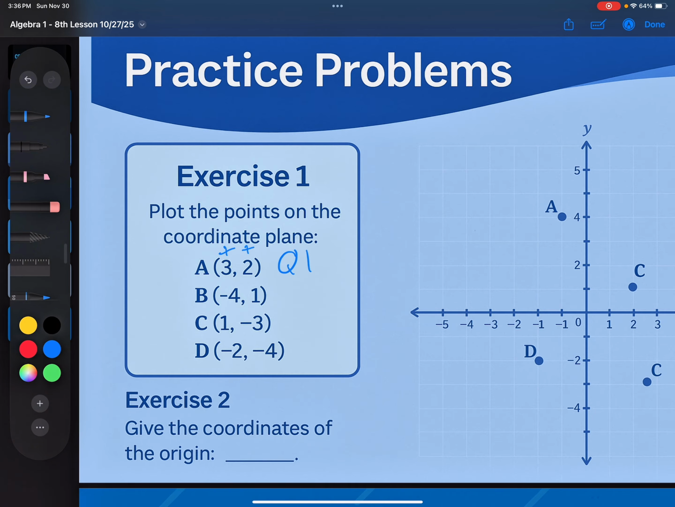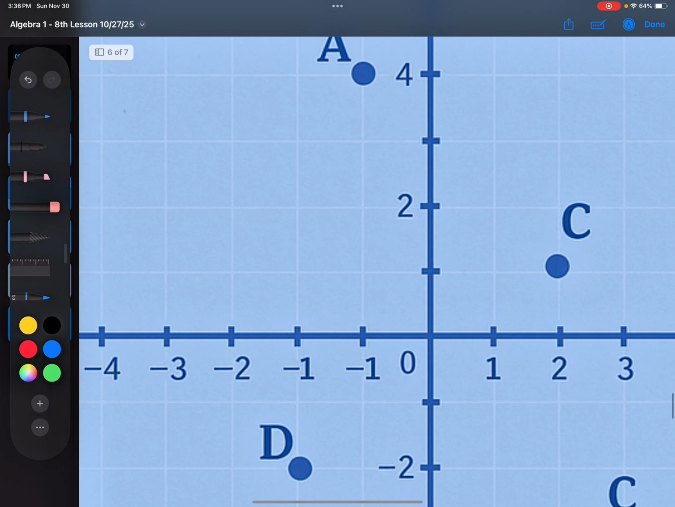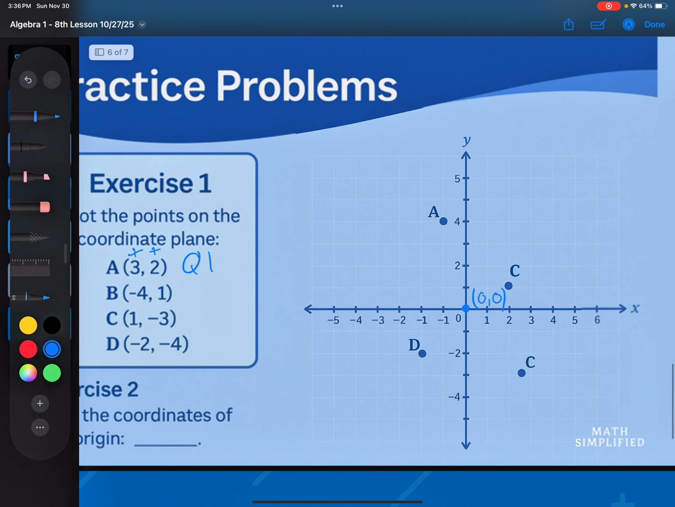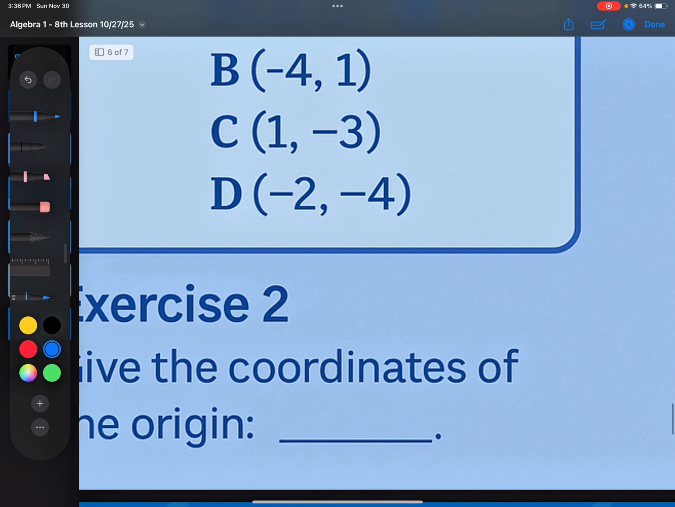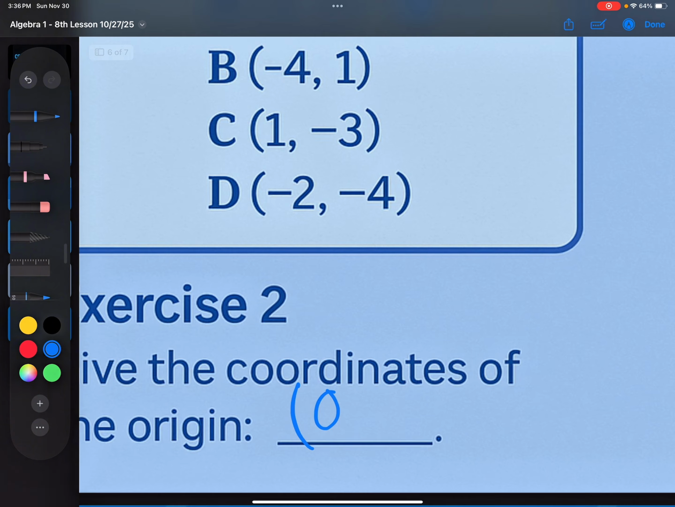Give the coordinates of the origin. Well, the origin starts over here at 0, 0. So what would we put here? Give the coordinates of the origin. We would put 0, 0.